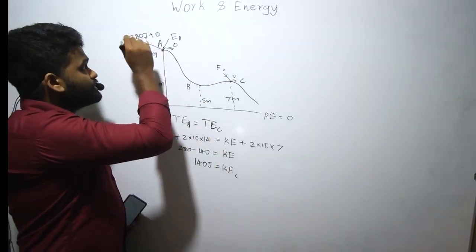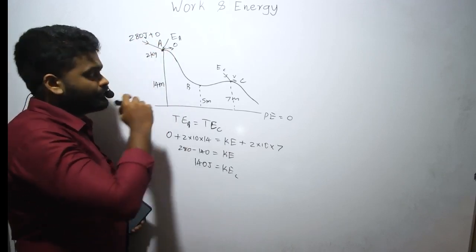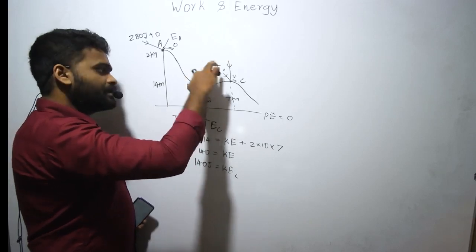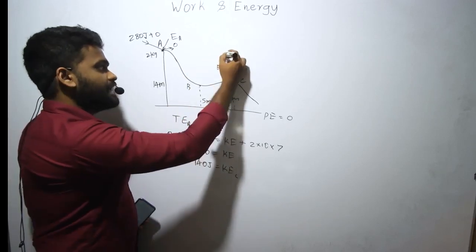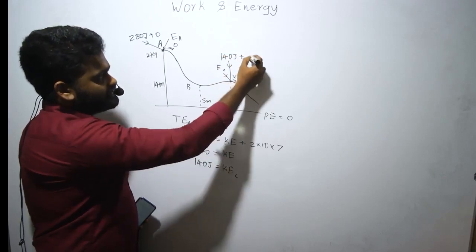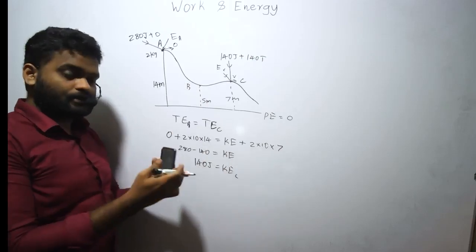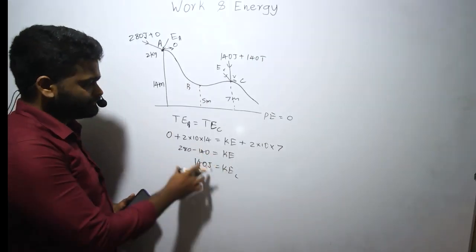Here the potential energy is totally 280. Here kinetic energy is 0. So as it reaches here, the total energy should remain the same. Here kinetic energy has increased to 140 joules. The remaining energy should also be 140 joules. So the total energy is 280 joules, right?